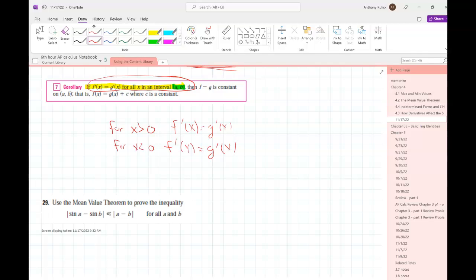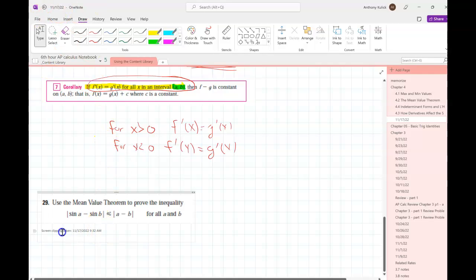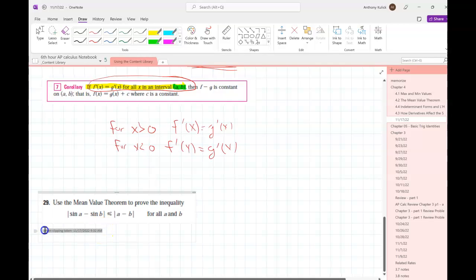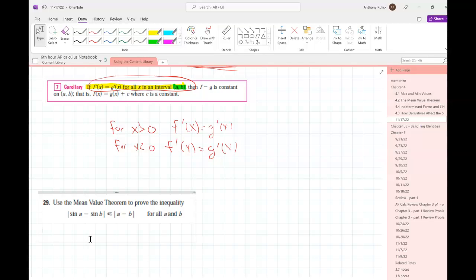Okay. It says use the mean value theorem to prove this inequality: the absolute value of sine A minus sine B is less than or equal to the absolute value of A minus B for all A and B. So let's say let A and B be real numbers such that B is less than A.